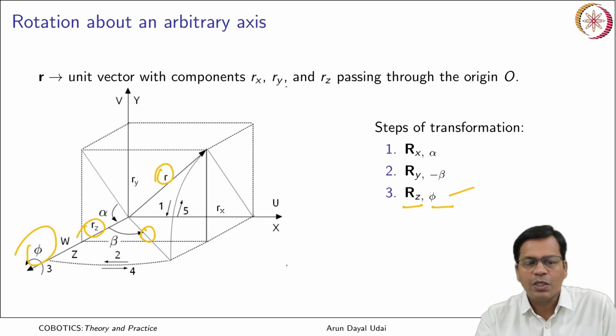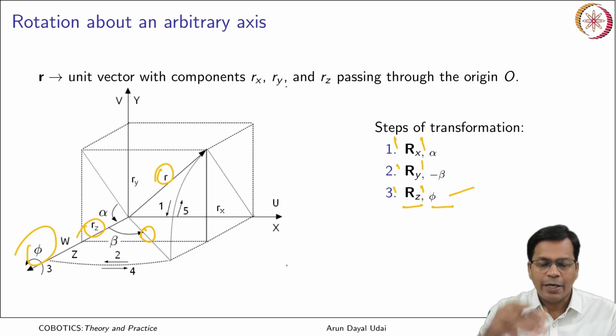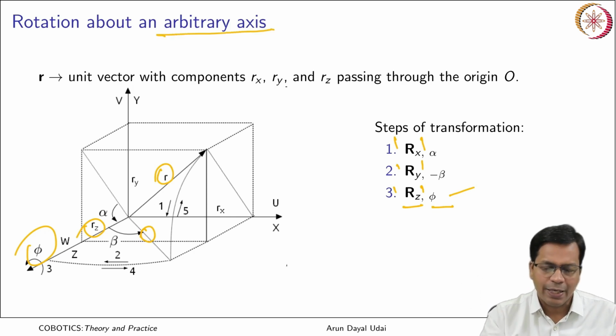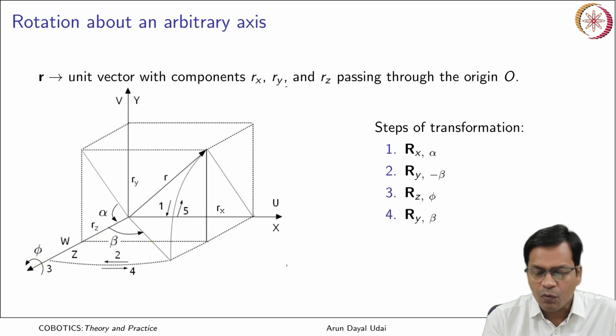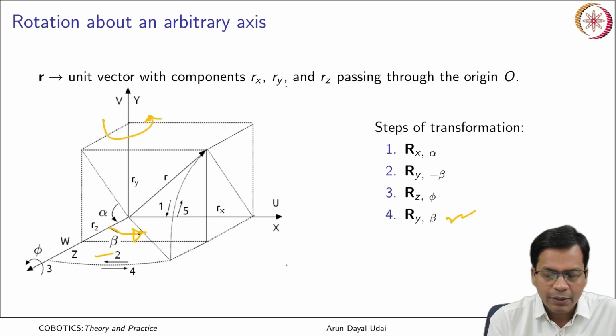Now I have to bring it back to the original location, because what I have is a rotation matrix about x, about y and about z. I don't have a rotation matrix to rotate about an arbitrary axis or any other axis. So I did it and then I will bring it back. Initially I rotated about y by minus beta. This time I will bring it back by an angle beta. So rotation about y by an angle beta, I will come here and I have to go back to this location, where I was.